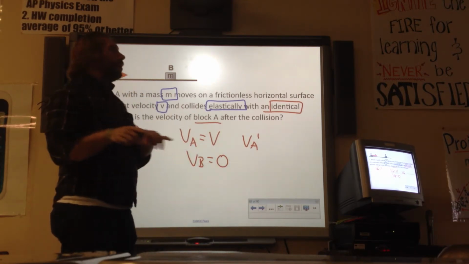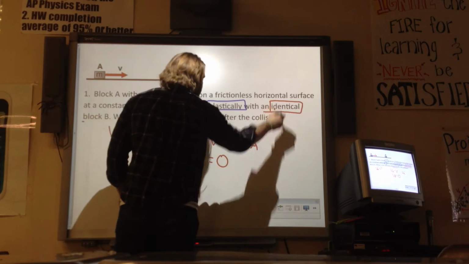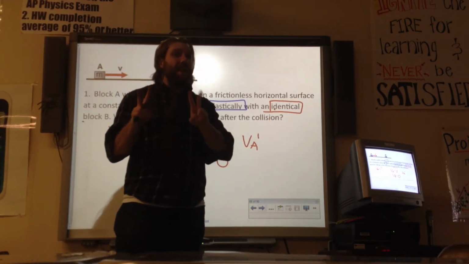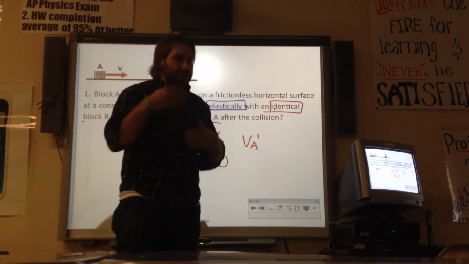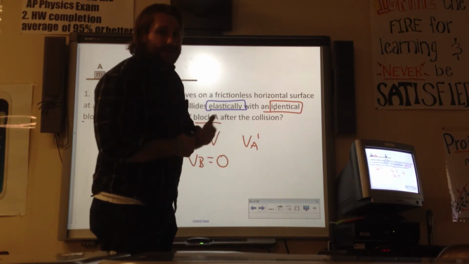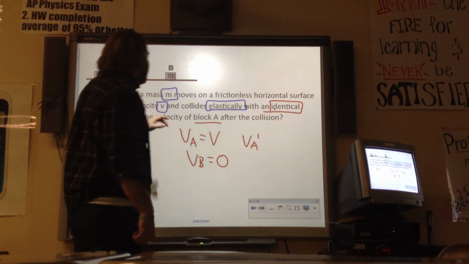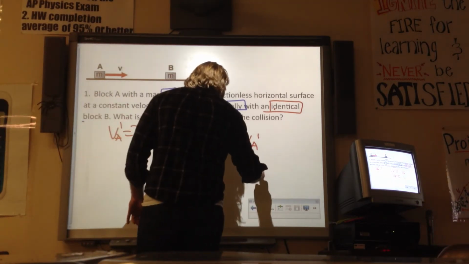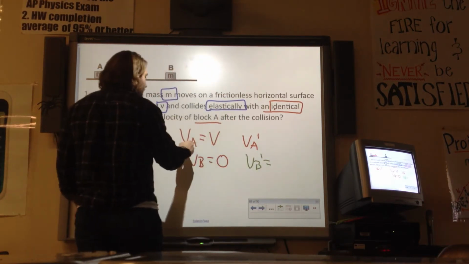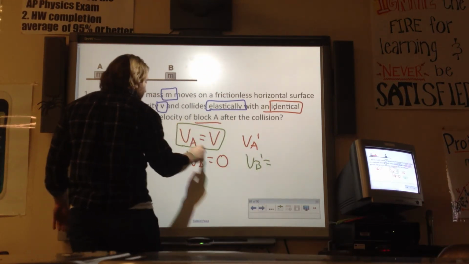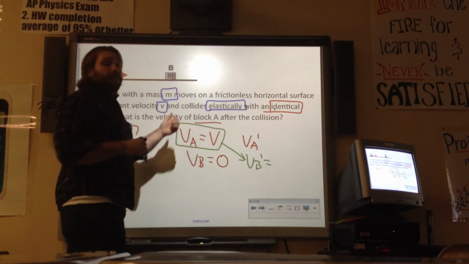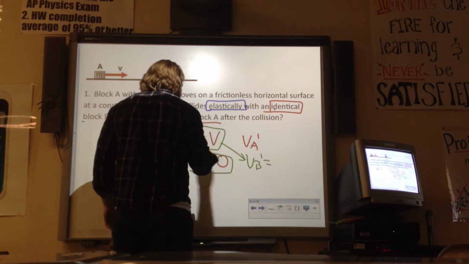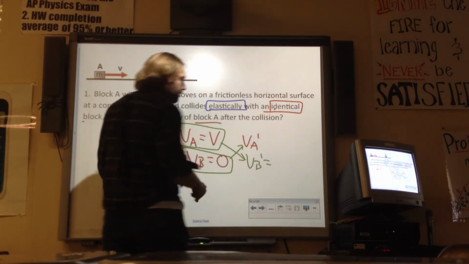But we highlight this term right here, identical. What that means is when I have a collision of two identical masses, that's elastic. I know it's a lot of ifs and whens, but if I have such a collision, they literally trade velocities. So that means that block A would give its velocity to VB, and block B would give its velocity to VA after the collision.